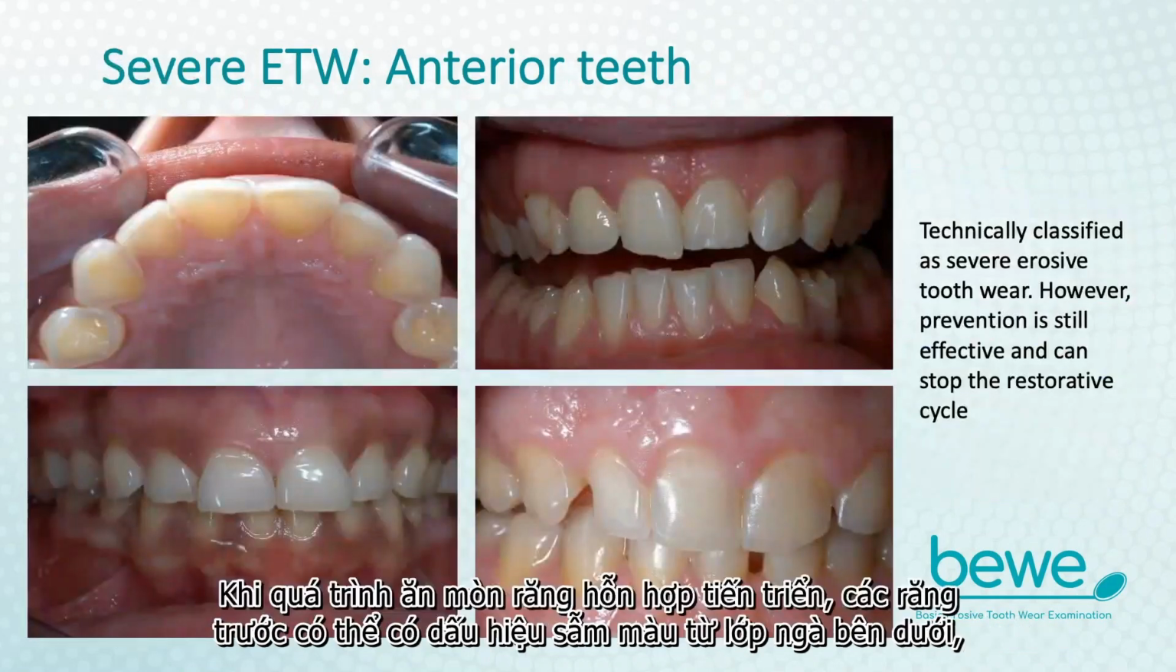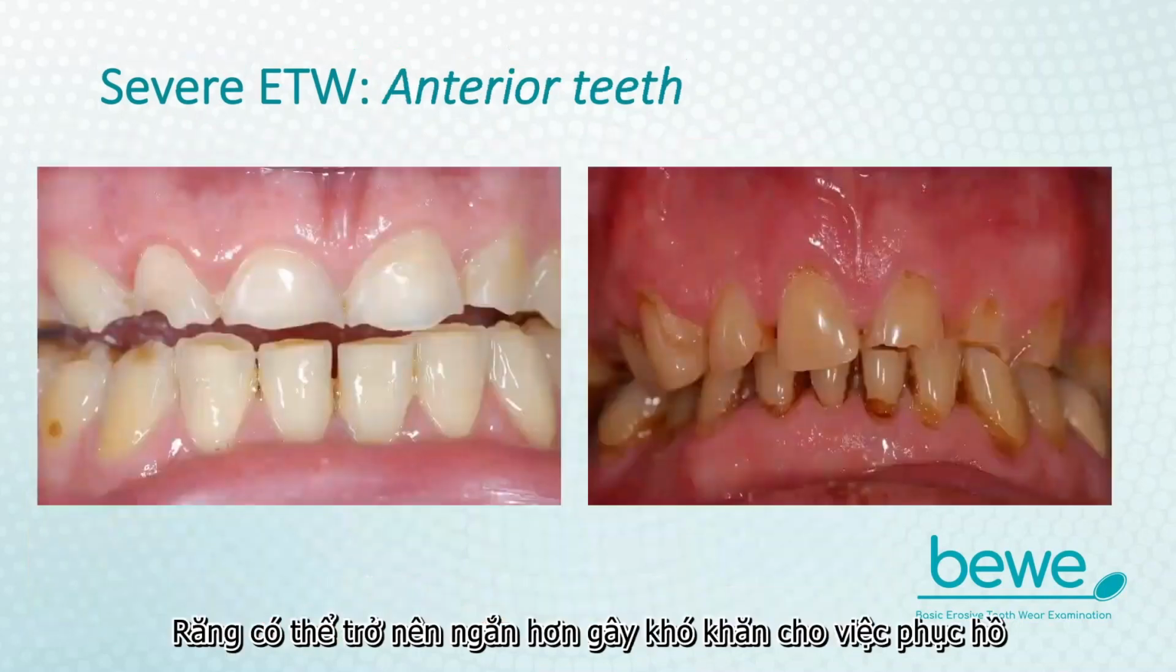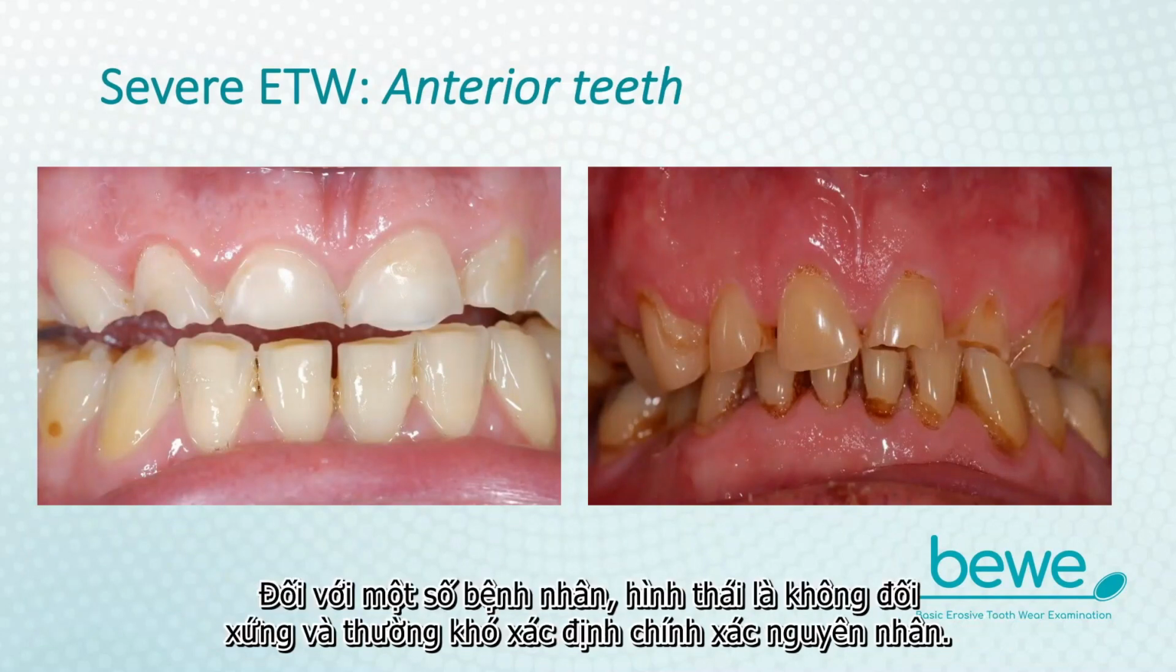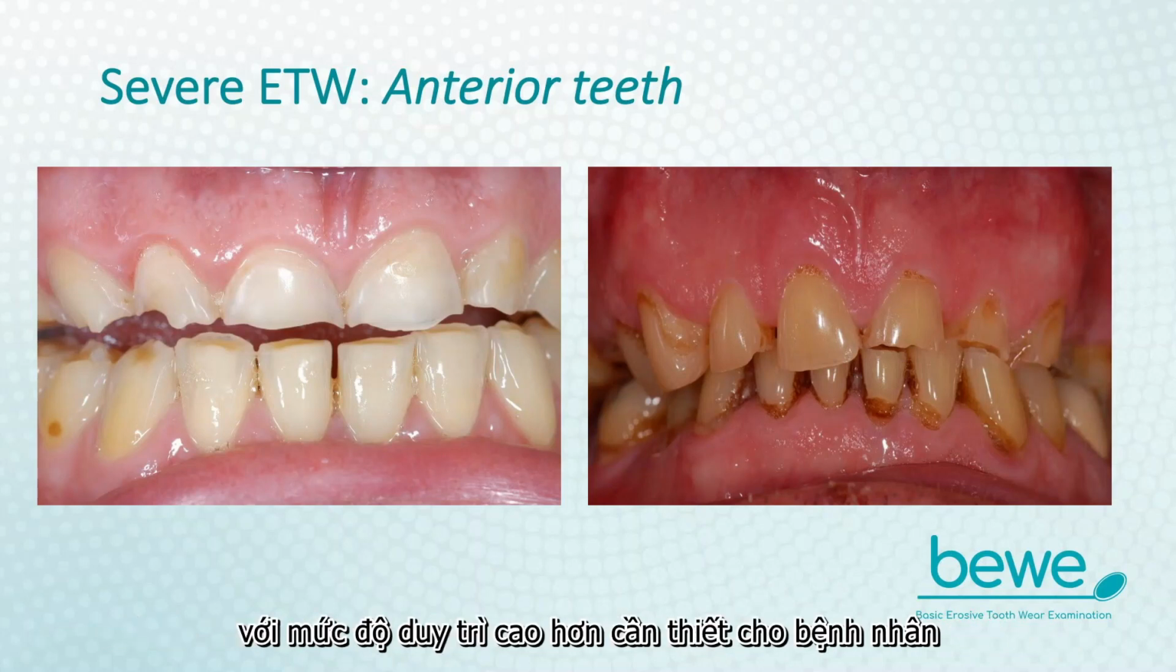As erosive tooth wear progresses, anterior teeth may show signs of darkening from the underlying dentine, grooving or wear along the incisal edge, and shortening of the clinical crowns. The teeth can become shorter, which makes them difficult to restore. For some patients, the pattern is asymmetrical and often it is difficult to be precise about the cause. Once it gets to this stage, treatment becomes increasingly complex, with a higher level of maintenance necessary for the patient.